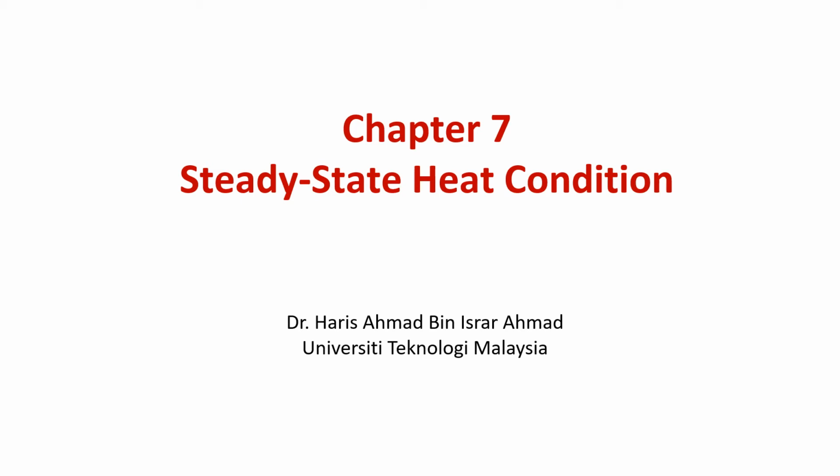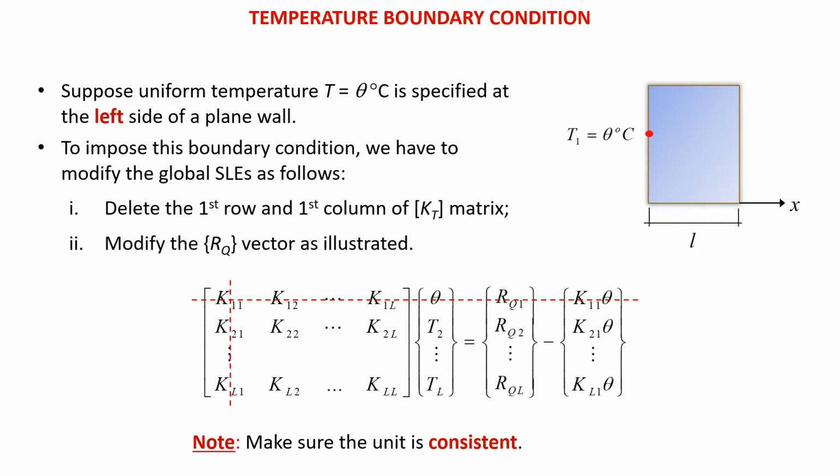In this second part of Chapter 7, we're going to discuss the boundary conditions that we have to impose into our global system linear equation in order to determine the unknown nodal temperatures. For the first boundary condition, suppose a uniform temperature is specified at the left side of a plane wall as shown in this figure.